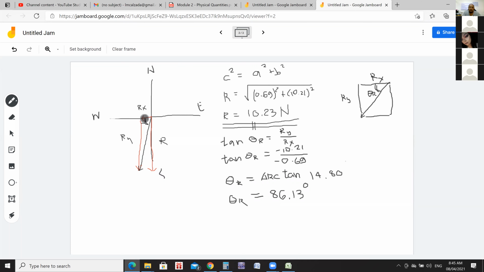It comes from here, west, heading this way, southeast. So it is south of west. That is now our final answer. So what is now the resultant vector? The resultant vector is 10.23 Newton at 86.13 degrees south of west.